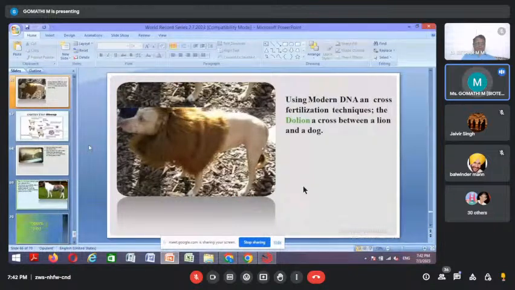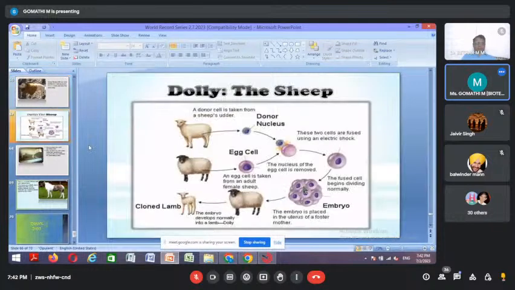A cross fertilization between a lion and a dog, Dolium. The Dolly, the sheep, is the first recombinant DNA animal produced.